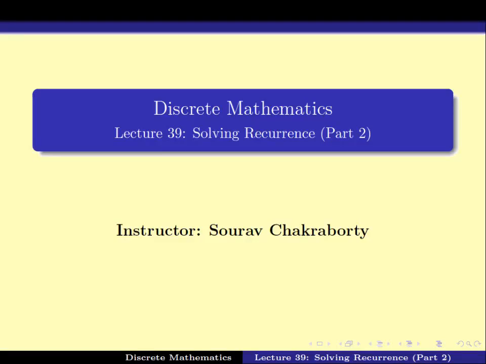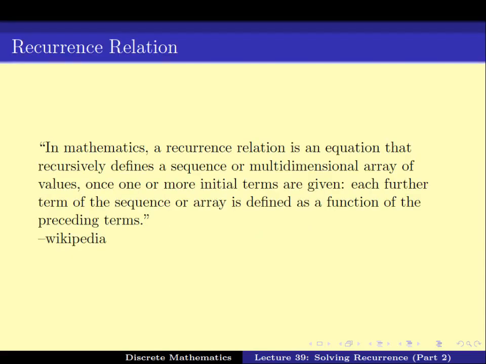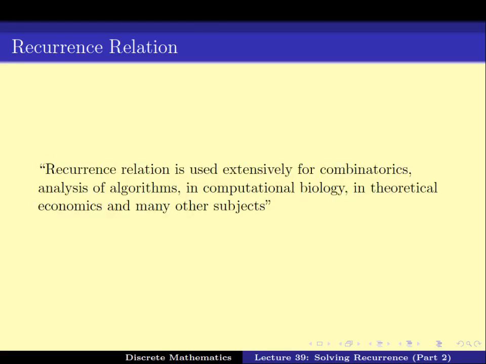Welcome back. In the last few videos, we have been studying recurrence relations. A recurrence relation is basically an equation that recursively defines a sequence of values. There are some initial terms, and the nth term is defined as a function of the preceding terms. Recurrence relations have been used extensively in combinatorics, analysis of algorithms, computational biology, theoretical economics, and various other subjects.